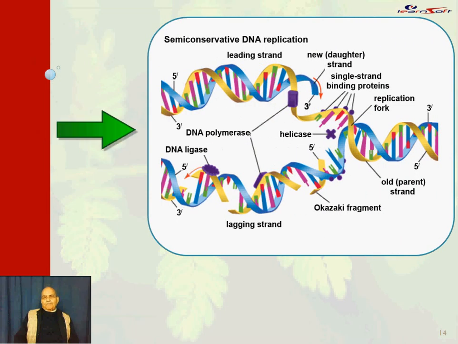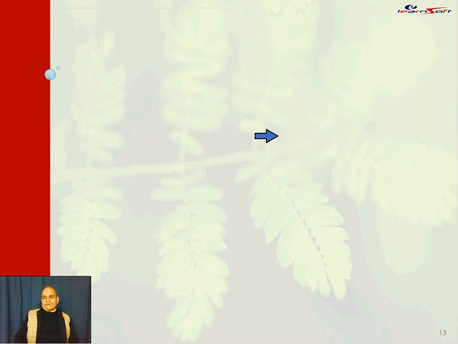Now look here, that is how semi-conservative DNA replication takes place. You can see the leading strand and the lagging strand, and these lagging strands are joined with the DNA ligase. And these lagging strand fragments are also called Okazaki fragments. And you can see the replication fork is there, opening the two strands which are used as templates, and helicase is the enzyme which helps.